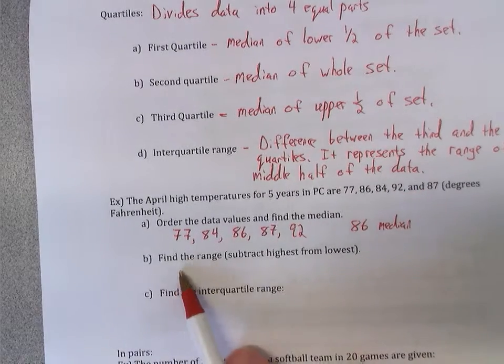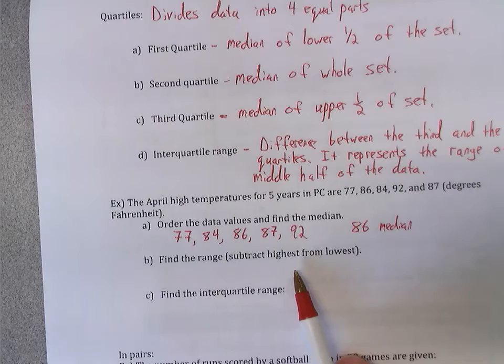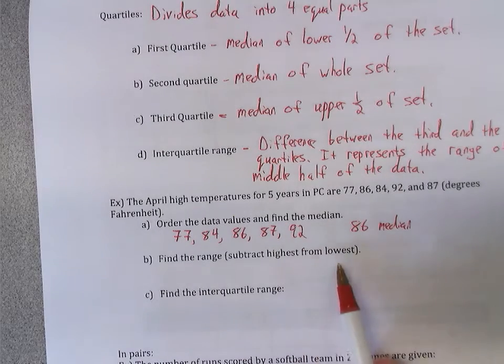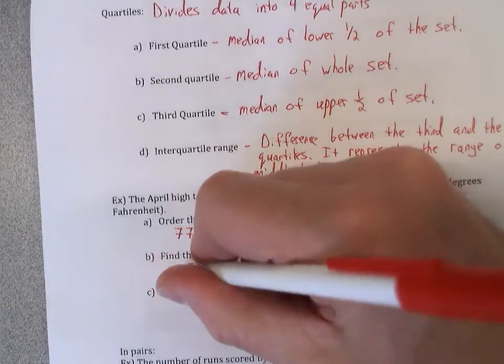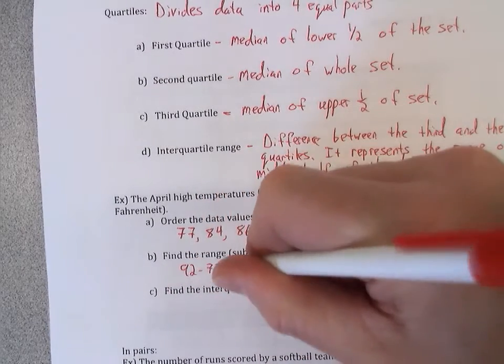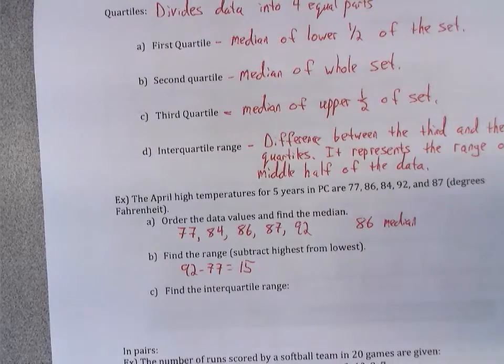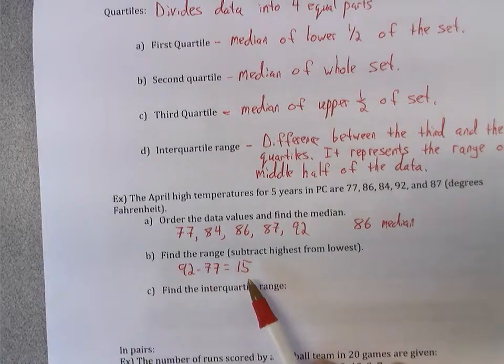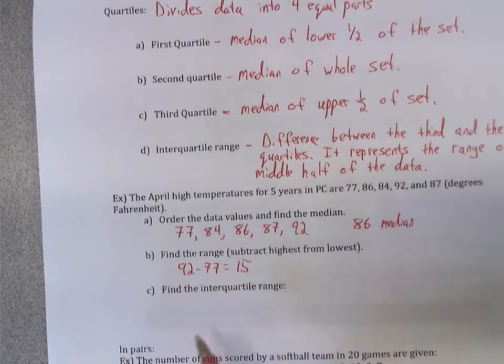Then it says, find the range. Subtract the lowest, 77, from the highest, 92. 92 minus 77, so the range is 15 degrees. There's a 15-degree range between these highest temperatures.